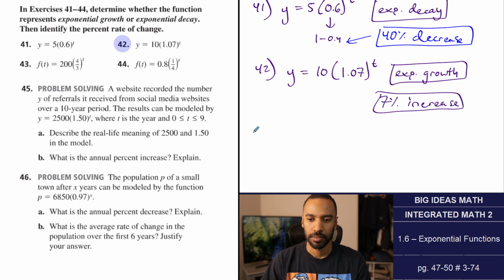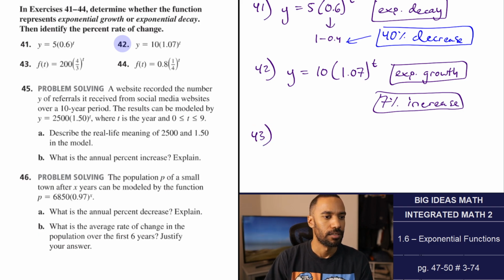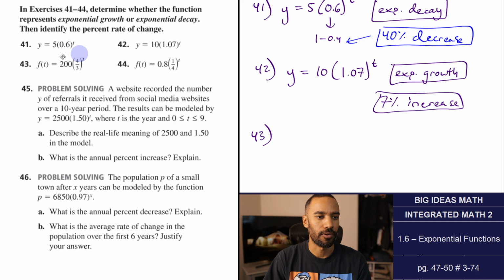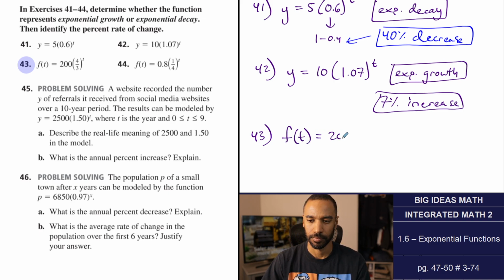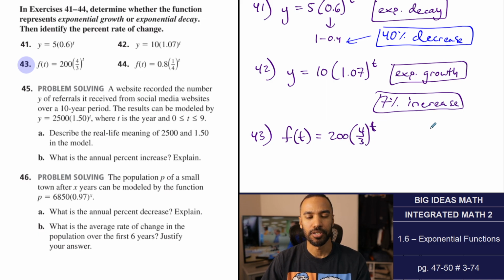Number 43. F of t equals 200 times 4/3 to the t power. Again, the 200 is irrelevant for what they're asking about. But the 4/3, I think we had that fraction before. It's more than 1. That makes this exponential growth.